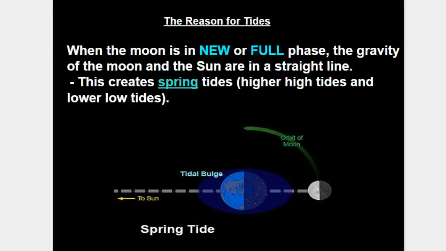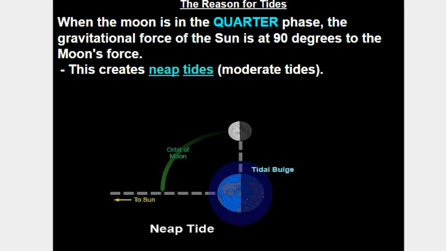But the tides also have to do with the phases of the moon. When the moon is in the new moon or the full moon phase, so it's aligned with the sun in a straight path, the gravitational pull of the moon on the oceans of Earth causes spring tides, higher high tides, and lower low tides. When the moon is at a quarter phase, either first quarter or third quarter, we know that the gravitational force of the sun on the moon is at a 90-degree angle. This creates neap tides, which are moderate.